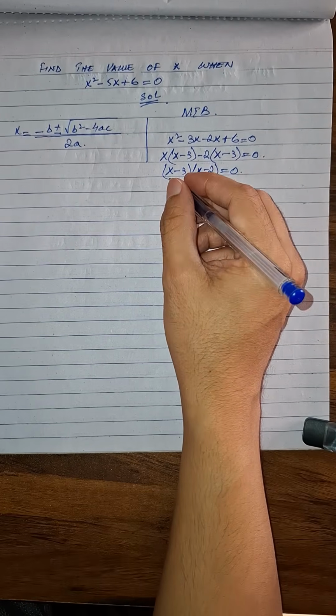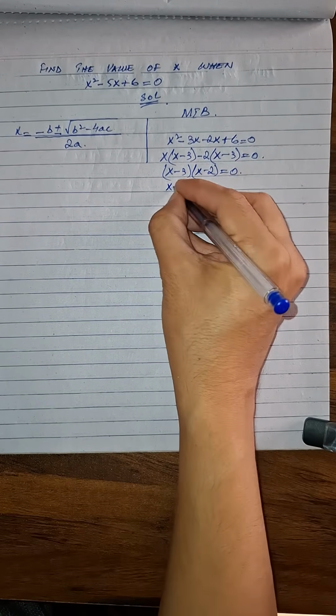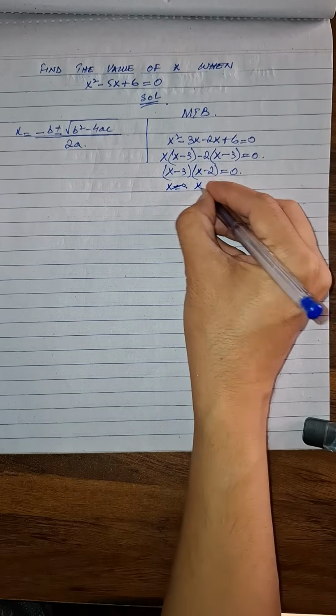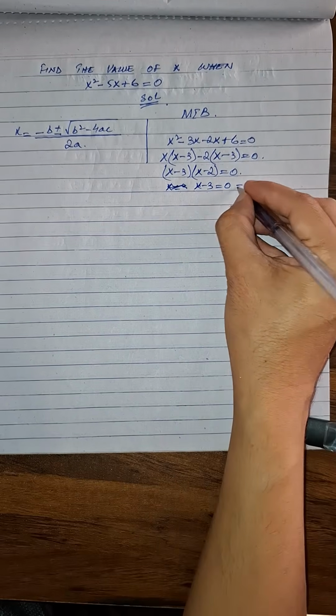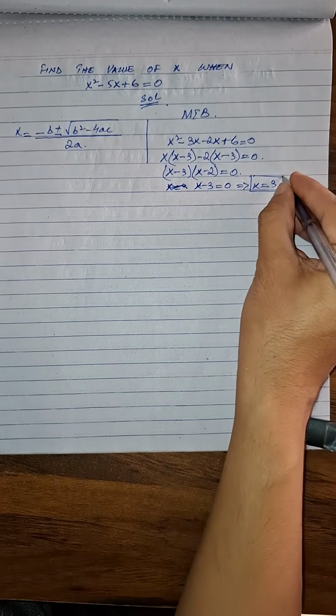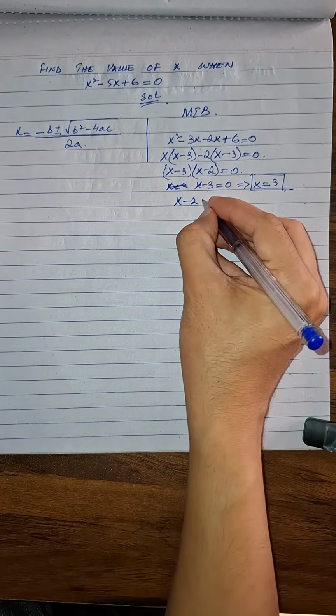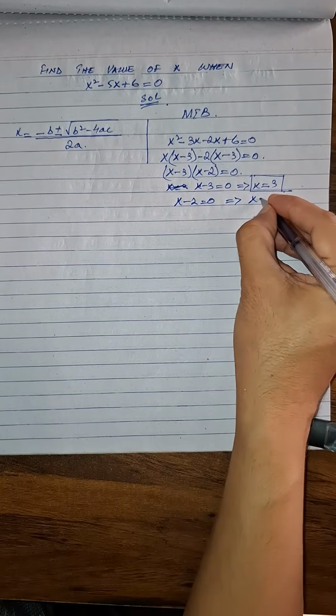So we'll put each of the factors equal to 0 one by one. So x minus 3 equals 0, which gives x equals 3, right? And when x minus 2 equals 0, x equals 2.